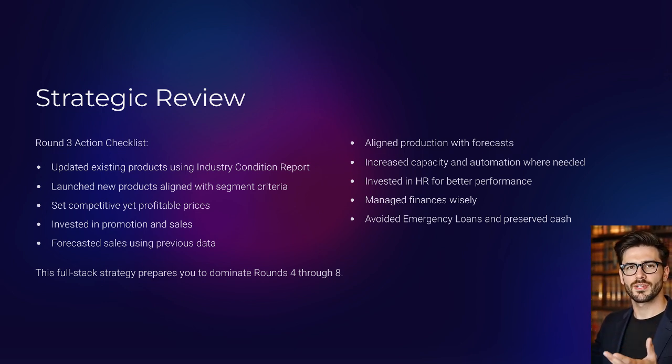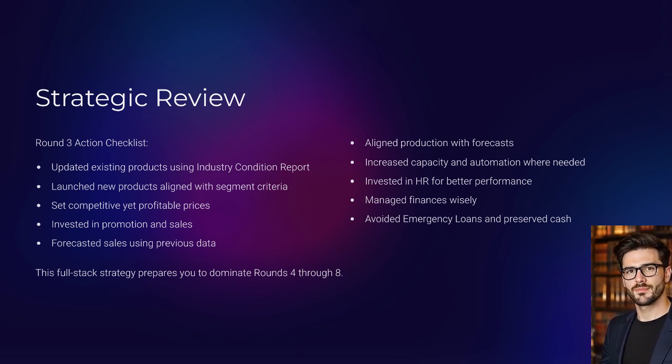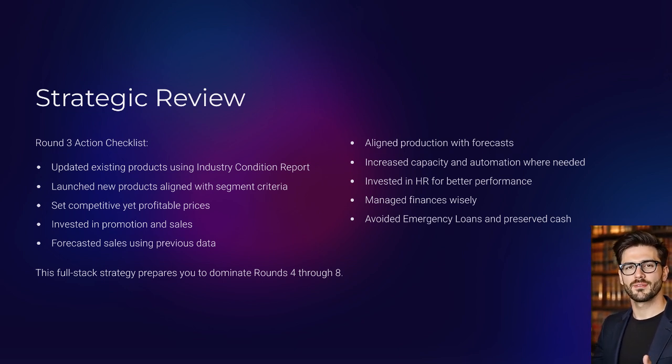Checkmark: updated existing products using the industry condition report. Checkmark: launched new products aligned with segment criteria. Checkmark: set competitive yet profitable prices. Checkmark: invested in promotion and sales to grow awareness and distribution. Checkmark: forecasted sales using last round's reports and inventory logic.